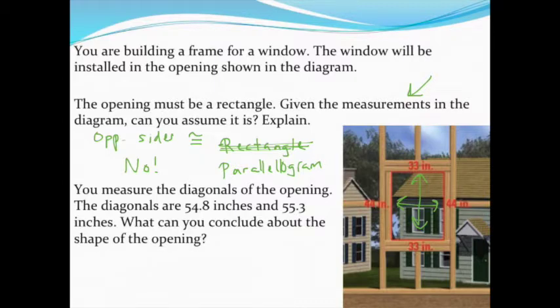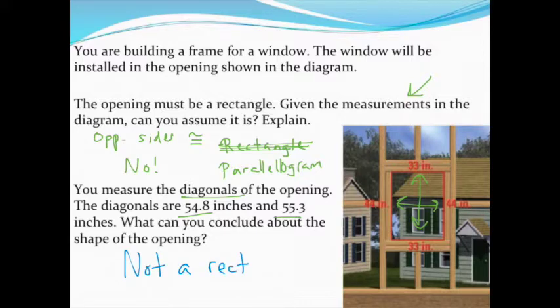So let's go one step further, and this time let's say we've measured the diagonals. And so now I've measured diagonally from one corner to one corner, and I see that the diagonals are 54.8 and 55.3. So my diagonals are not congruent. If you take a look at the properties of a rectangle, you would see that that should be checked off. If we're working with a rectangle, the diagonals should be congruent. So my conclusion is that this is not a rectangle. In fact, it was a parallelogram.